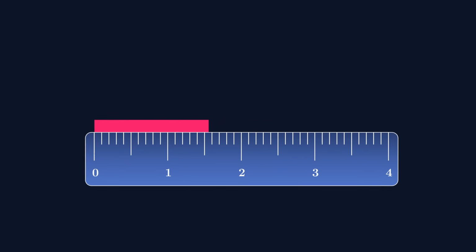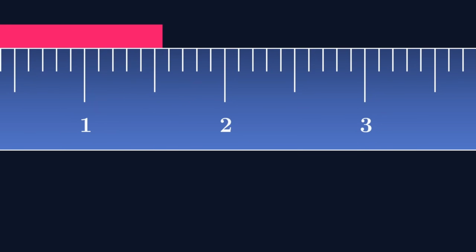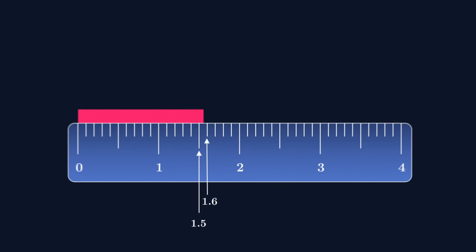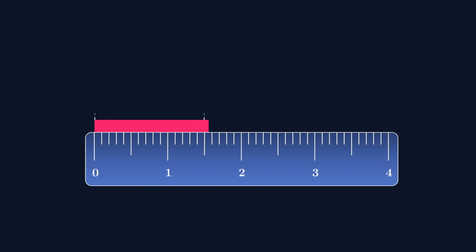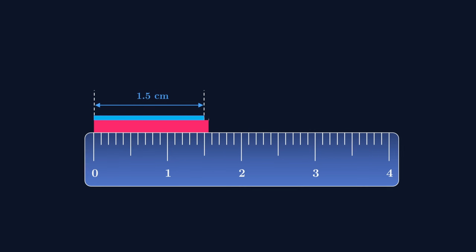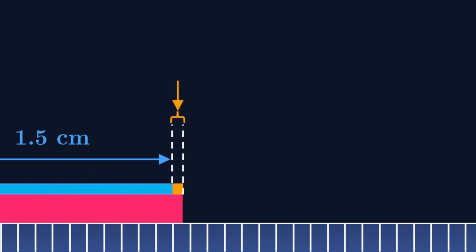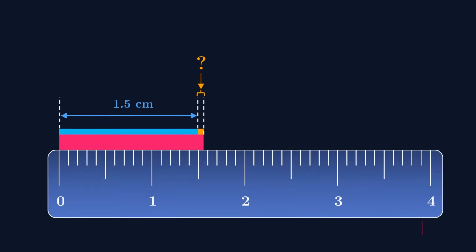Suppose I ask you to measure this object. You place it against a standard ruler and observe that its length surpasses the 1.5 mark but doesn't quite reach the 1.6 mark. What does this tell us? We know the length is strictly greater than 1.5 centimeters, but by how much? We don't actually know. A standard ruler cannot measure that tiny fraction of a distance. So, what is the solution?